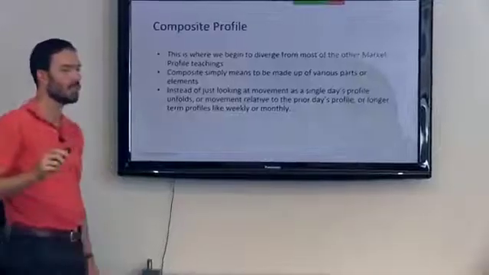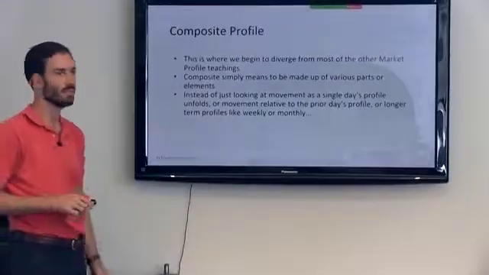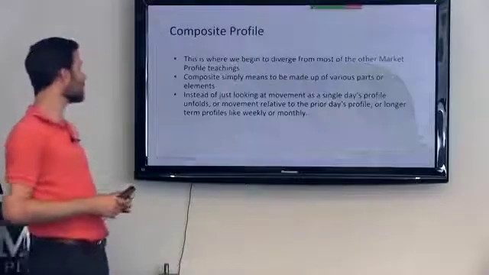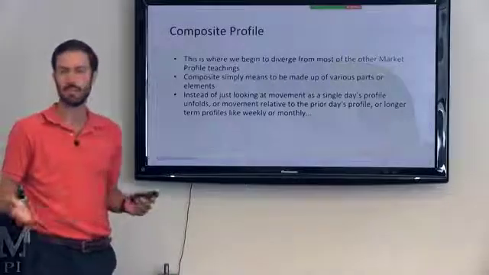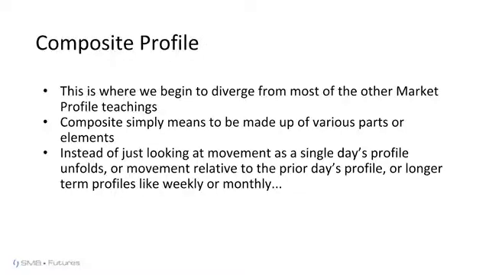This is where we begin to diverge from most market profile teaching that's out there. What is a composite? Composite simply means to be made up of various parts or elements. That's what that word means. Instead of just looking at movement like we have so far, from day to day, or even like micro highs, the periods within a day, now we're going to start to take more of a look at that day-to-day movement and define it and treat it as one unit rather than keeping it all separate.